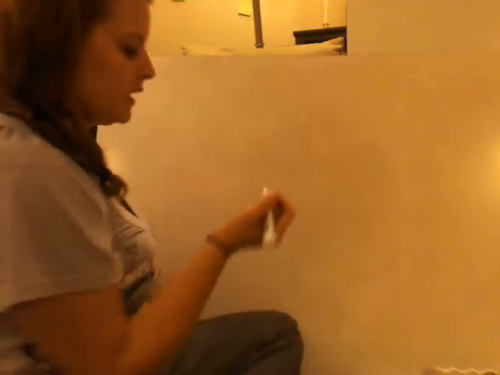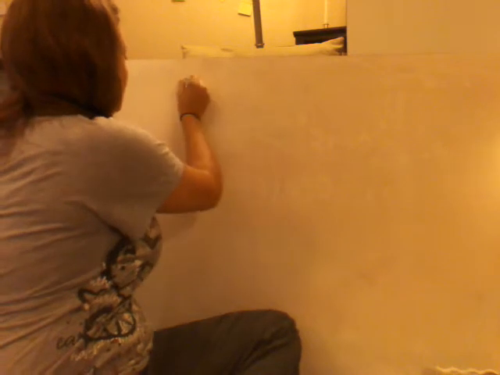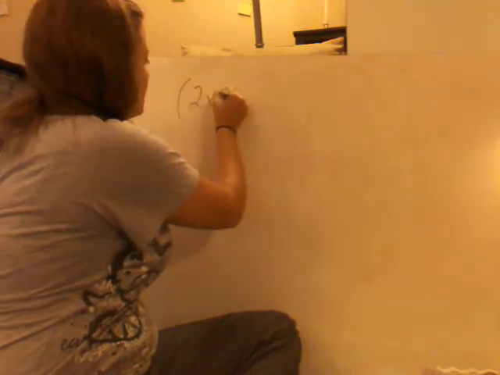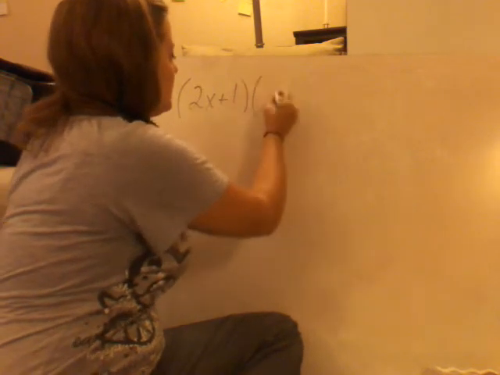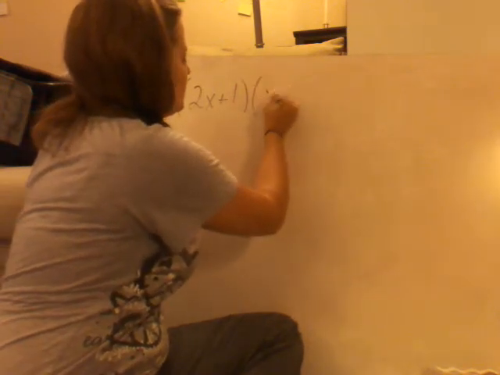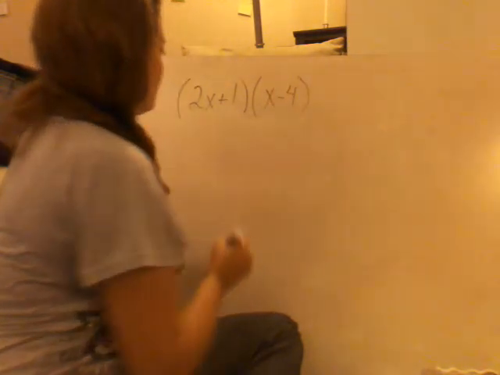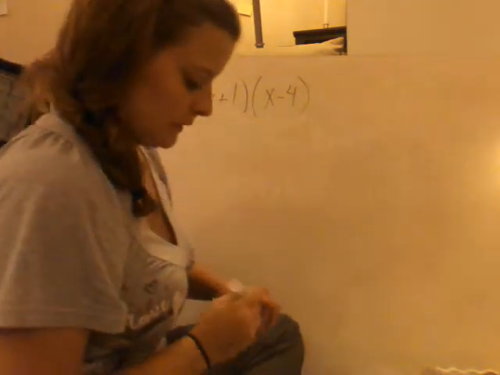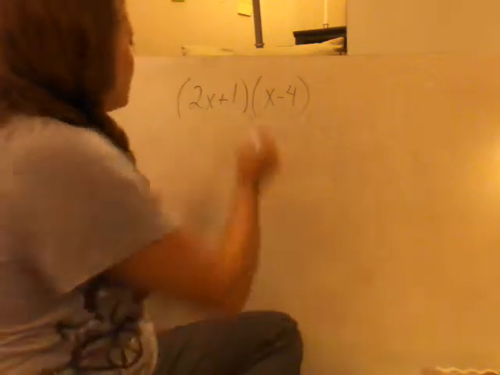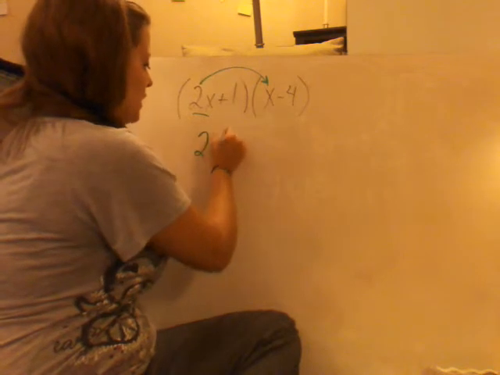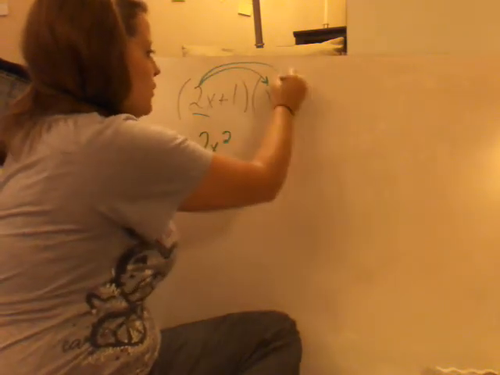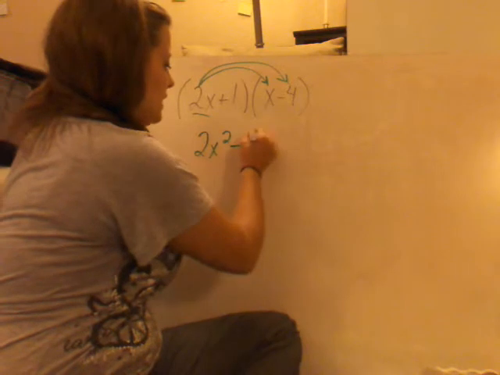Let's see, next check. I'm going to do 2x plus 1, quantity times x minus 4. Alright? Let's go on. So now I'm going to take my 2x times x, so I have 2x squared. Now my 2x times the negative 4 is negative 8x.